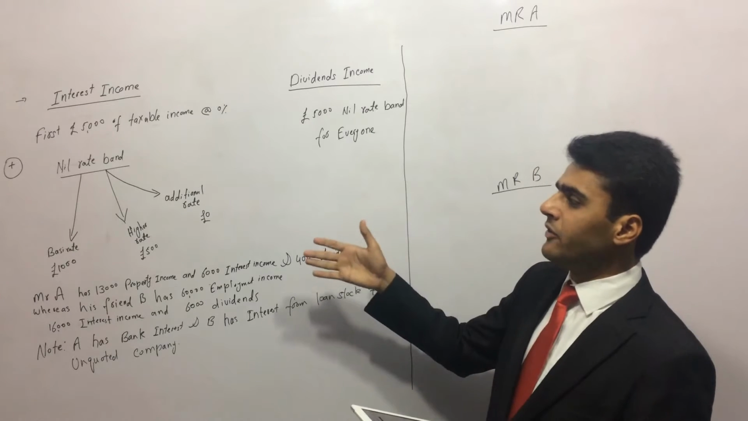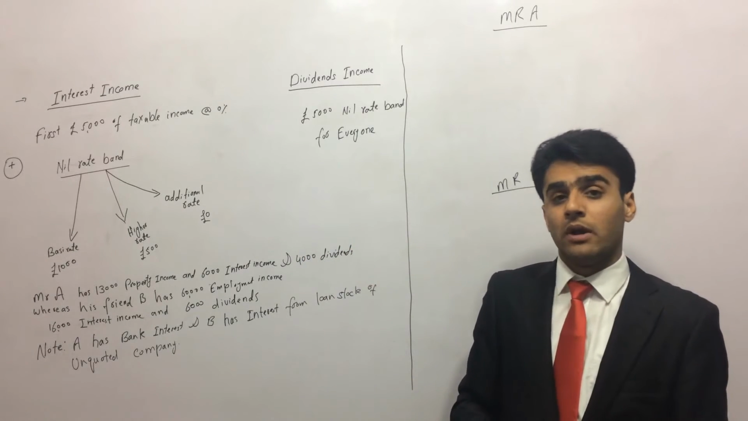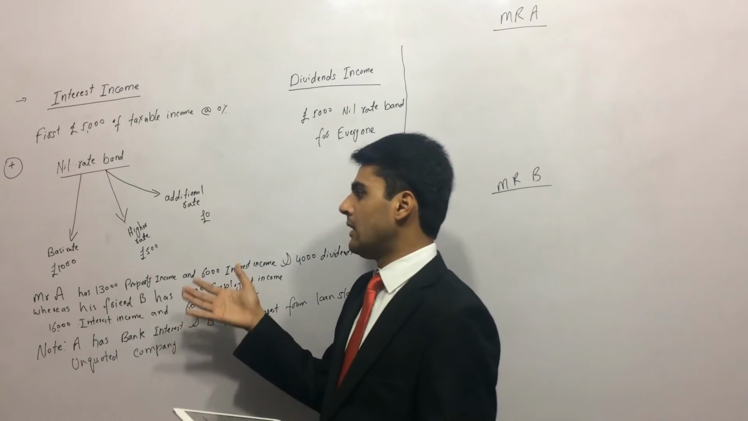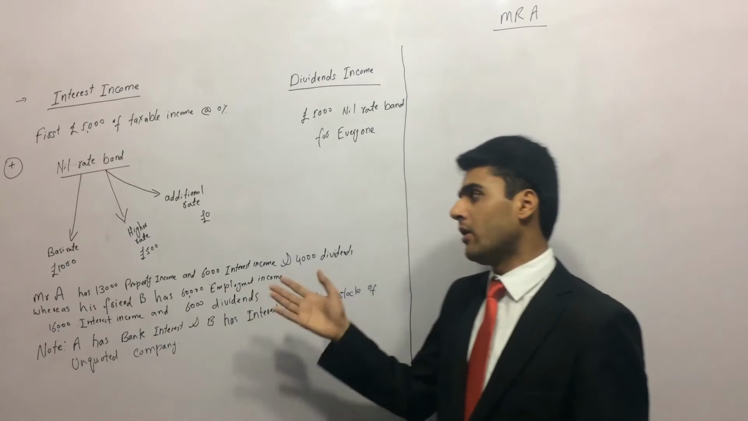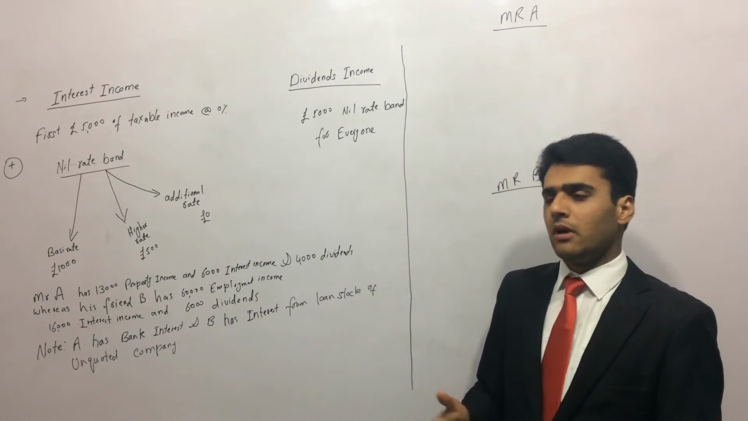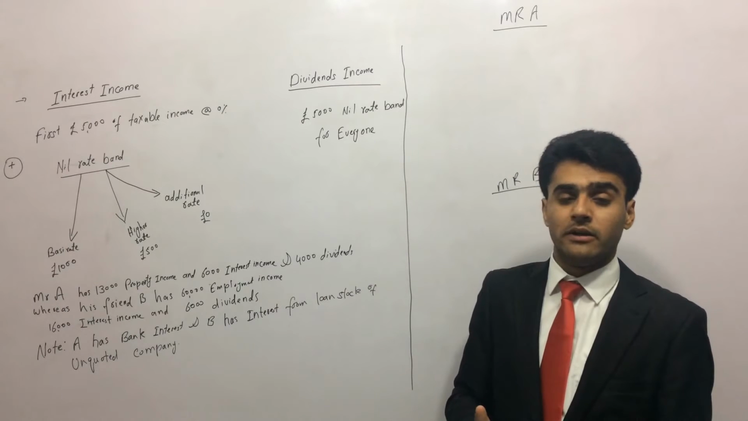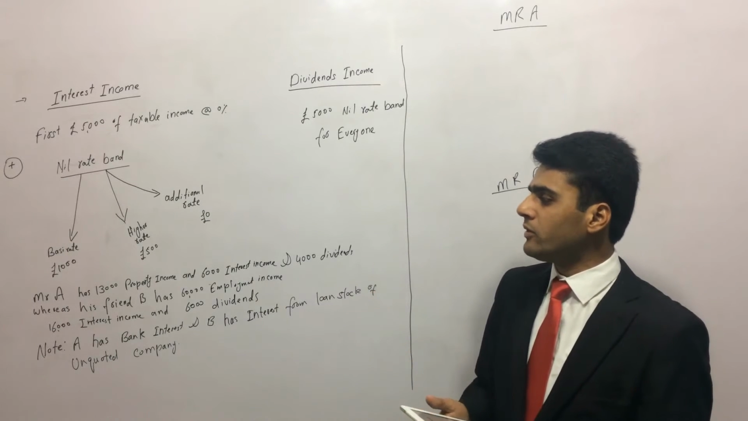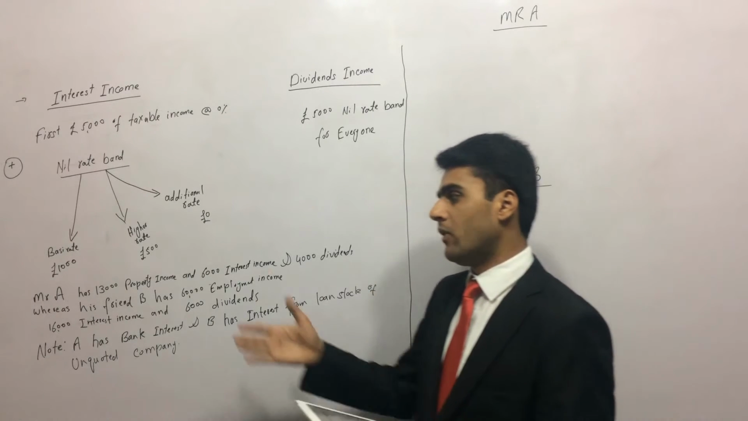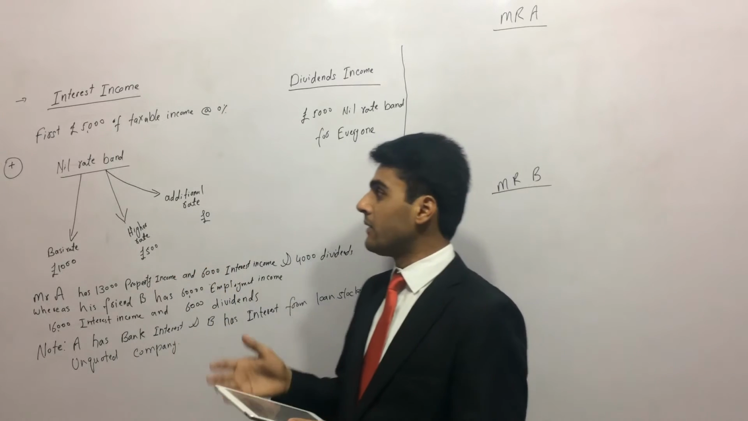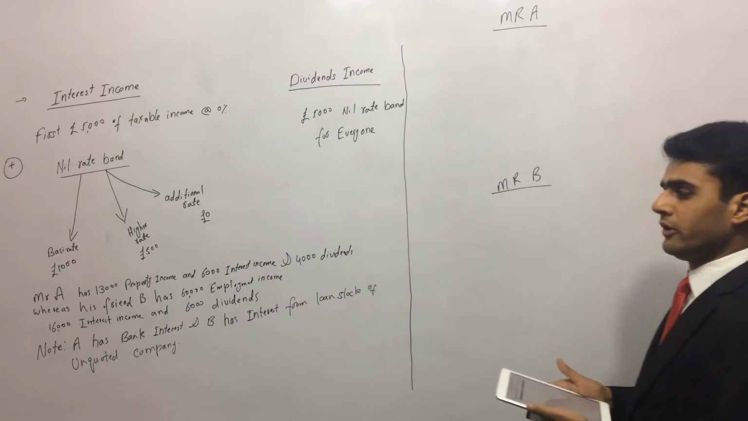Right? Now the additional thing which you get is the nil rate band. It depends on if you are a basic rate taxpayer, higher rate taxpayer, or additional rate taxpayer. You won't get any nil rate band in the additional rate. However, you will get £1,000 and £500 respectively for the basic rate and the higher rate. That's for the interest income.